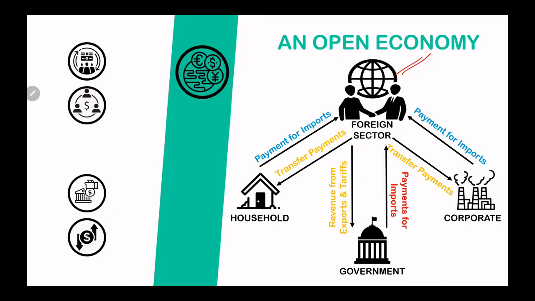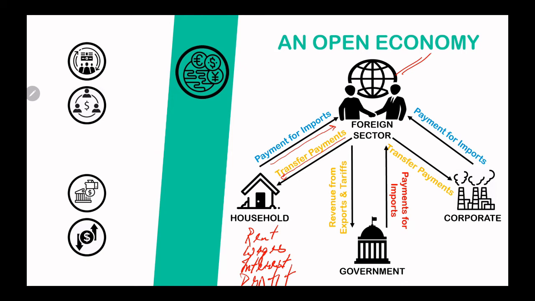Households are buying goods and services and they are paying for the imports. Households are also providing these services in the form of labor, so they are getting transfer payments. And remember, what are transfer payments? Transfer payments are rent, the wages, the interest, and the profits.